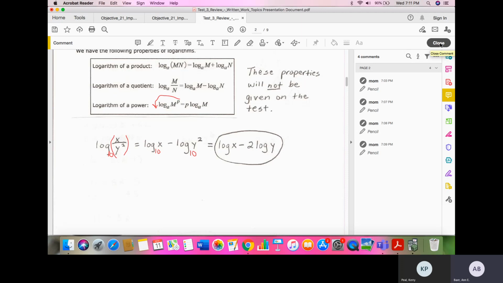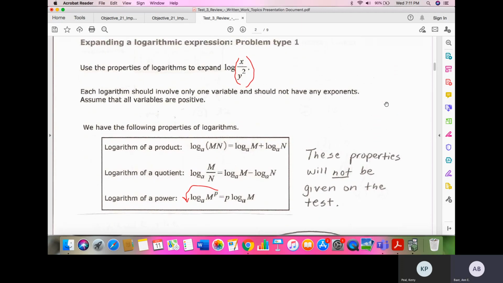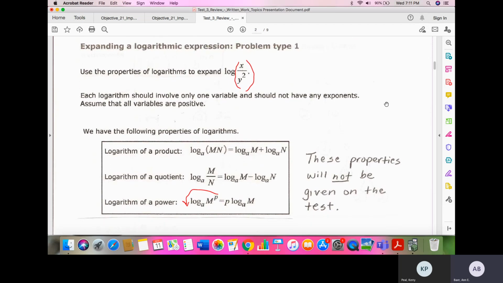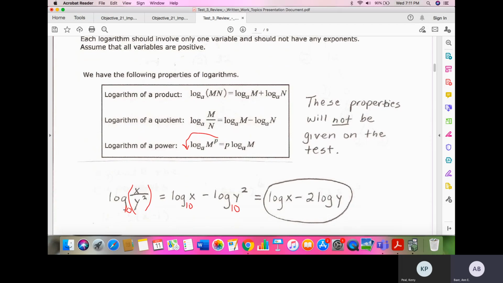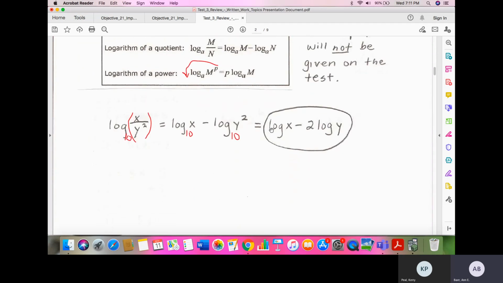So I'm going to close off the side here. So we just looked at a written work required topic, expanding a logarithmic expression, problem type 1. You will see these 7 required written work topics. They will be the first 7 questions of your exam. We're not necessarily seeing them in order here, though. I will tell you that each one will be one of the first 7 questions. So let's go on.